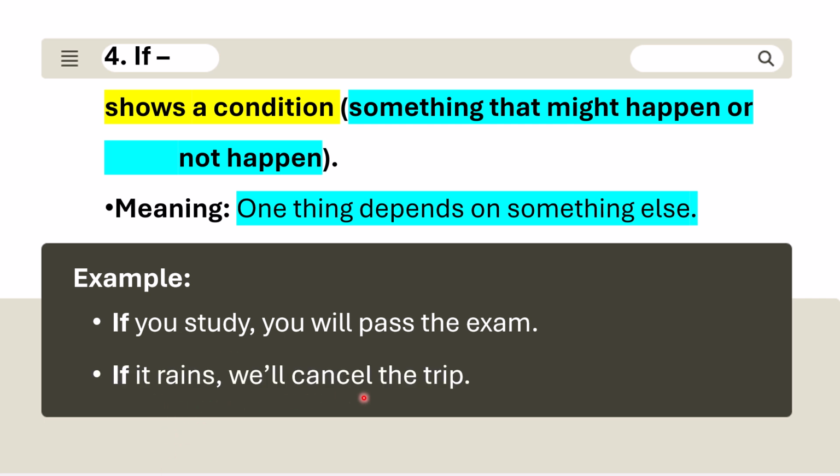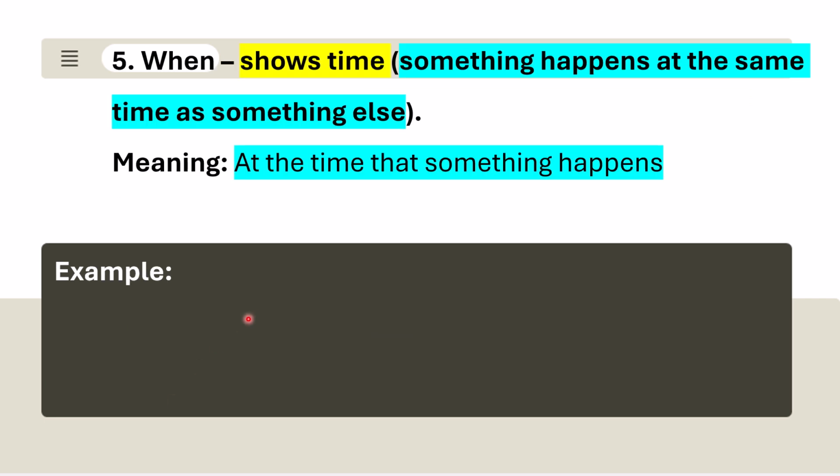If it rains, we will cancel the trip. So what is happening here? Something is going to happen when something else happens. So if it rains, we will cancel the trip. When there is rain, they will not go for a trip. They will cancel the trip. Okay, let's move on to the next subordinating conjunction, when. It shows time. Something happens at the same time as something else.